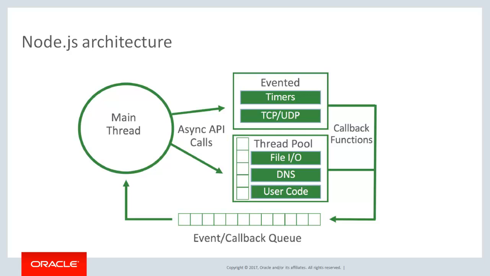When the operation is complete, the callback function which you had initially supplied would then be added to the event or the callback queue, and they would eventually make their way through to the main thread for the execution itself.